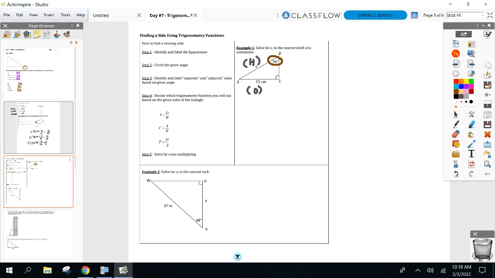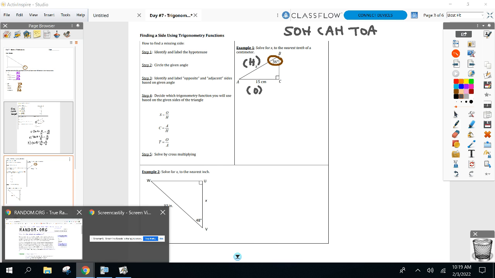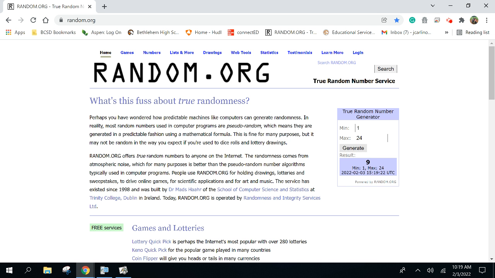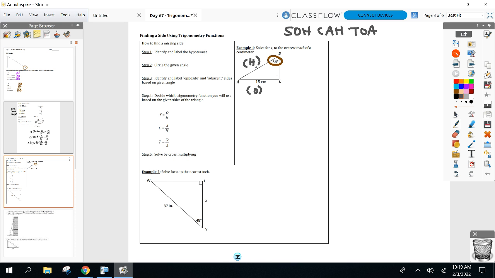Now it's on you. Go back to SOHCAHTOA. What ratio do I have enough information for if I have the opposite and I have the hypotenuse now? Write it out if you need to. Again, if I have the opposite and the hypotenuse, one of these three ratios, which one is it going to be? It's going to be sine. Everyone agrees? I got enough info for sine?